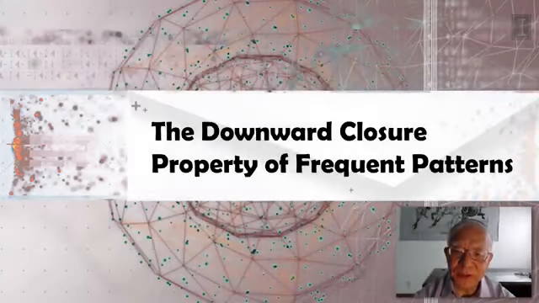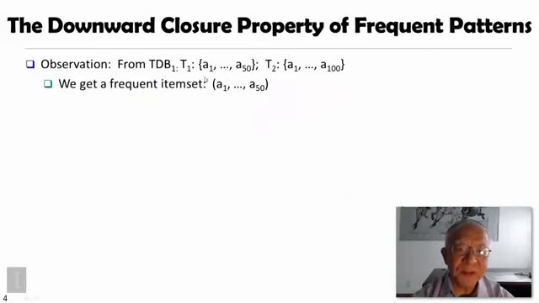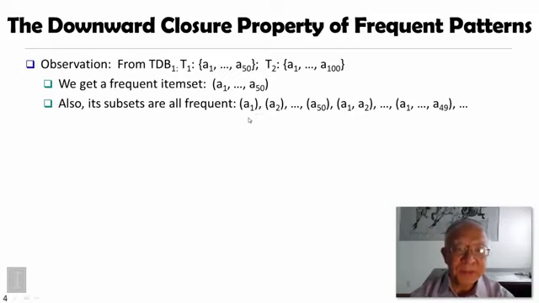We are going to introduce a very important property of frequent patterns, which is called the downward closure property of frequent patterns. Let's look at this simple transaction database, TDB1. It contains only two transactions, T sub 1 and T sub 2. Suppose we get a frequent itemset A1 to A50. Then we can clearly see all its subsets, like A1, A2, or A1, A2 as an itemset, are all frequent. Okay.